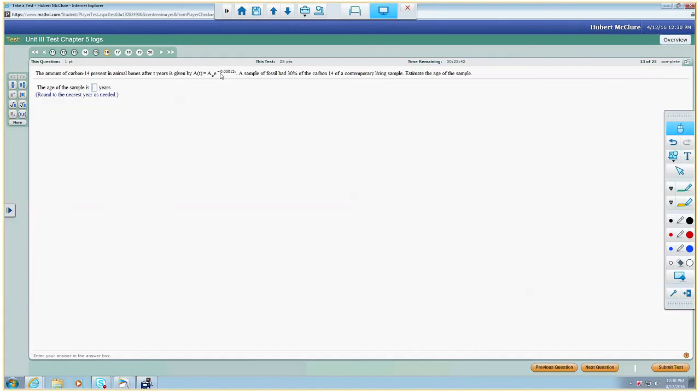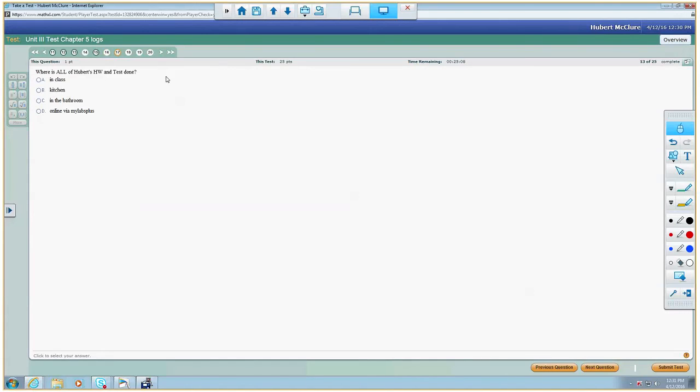Carbon. That's plug and chug. I'm not going to go through that one. 30% carbon. So 0.3 is what you plug in. Plug it in for T. I'm sorry, 0.3 is right here, the A of O. Let's say a sample fossil had 30% of the carbon, estimate the age. Yeah. So plug in for A of O, plug in 0.3, and then work it out with your calculator. And you know that one, you know that one, you know that one.